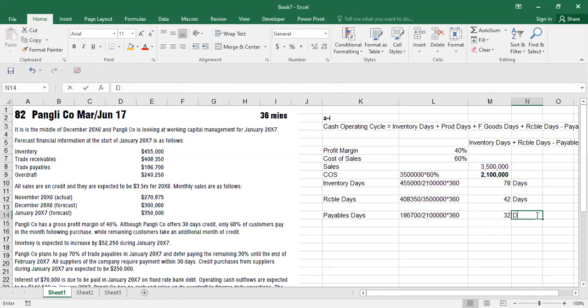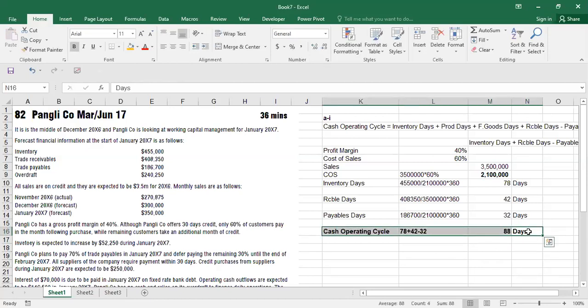And now what you need to do, your cash operating cycle is actually 78 plus 42 minus 32. And you put it here and let's put the equals sign. It is 88 days. So 88 days is your cash operating cycle, which means that you have to finance your operations for 88 days. So this is for just 2 marks.